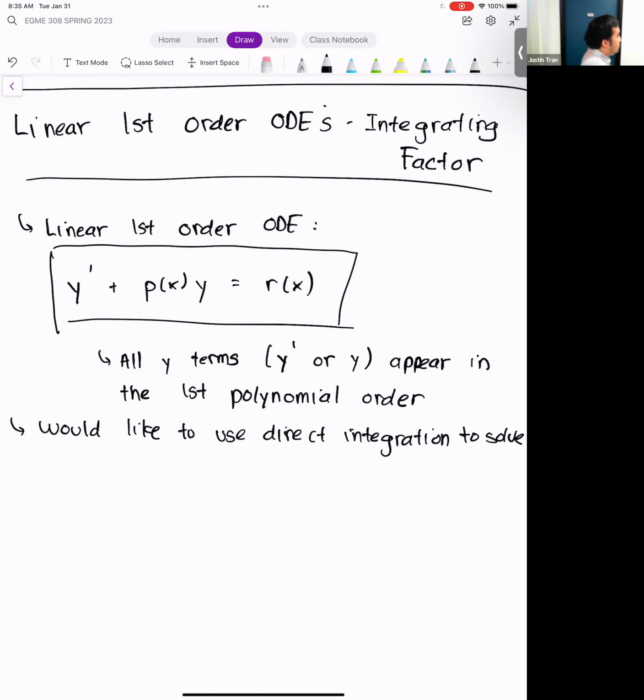The problem is that, because of the form of this equation right now, we can't really use direct integration because there's too many terms. So we have to manipulate this a little bit. We have to get it into a better form so that we can actually use direct integration.